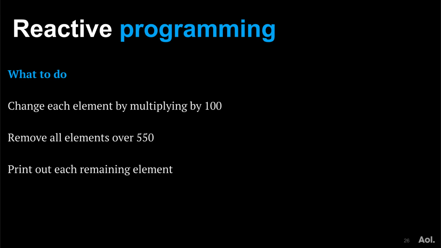So again, declarative, so we're telling the computer what to do, not how to do it. We'll let the pipeline itself, or the implementation of the pipeline, manage the details of how the things get executed.